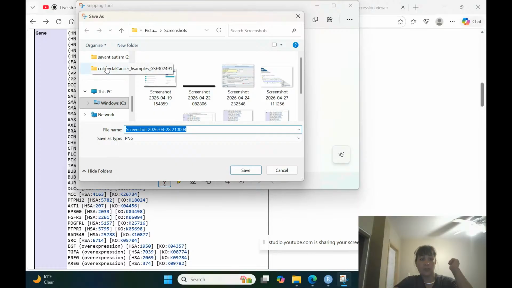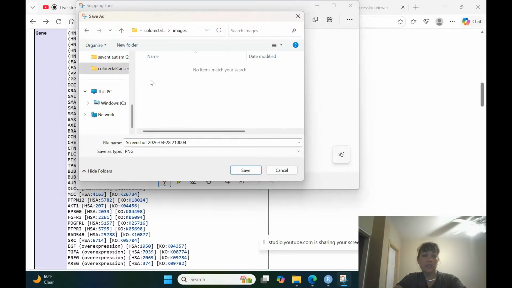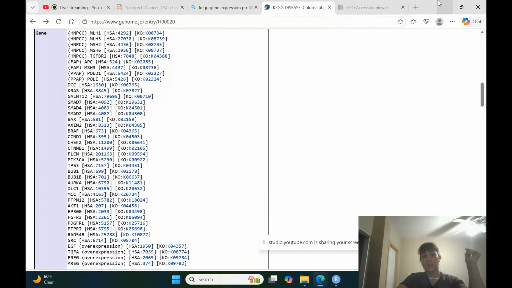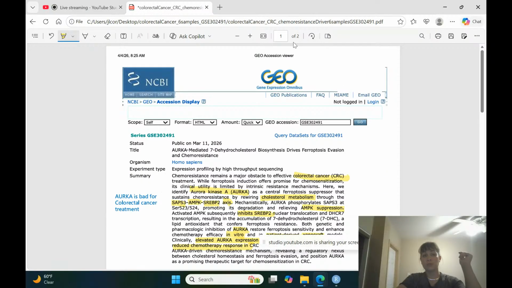We're going to go to the colorectal cancer folder where our file is. We don't have an images folder, so we're going to have to make a new folder called images. We'll go into that folder and name the file KEGG_CRC_genes, and it will be saved as a PNG. Okay, so now we're going to close out of that. Feel free to explore that more if you want.